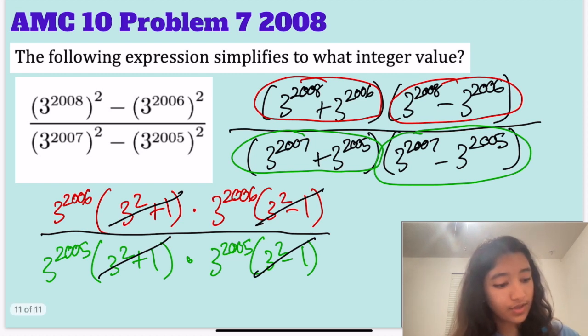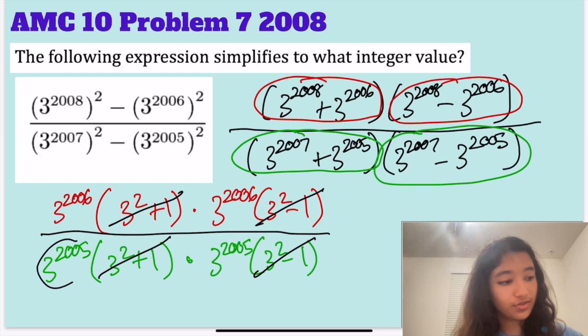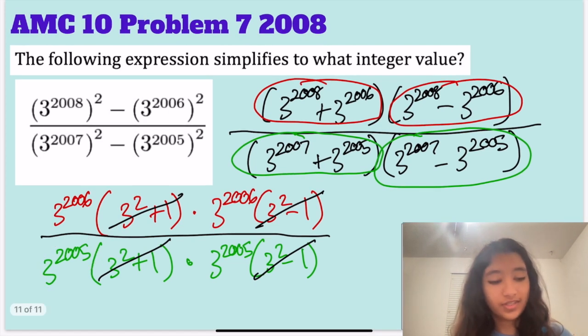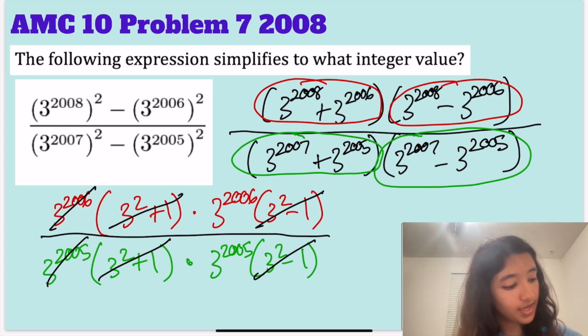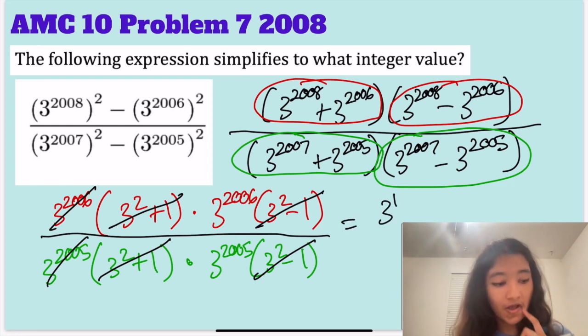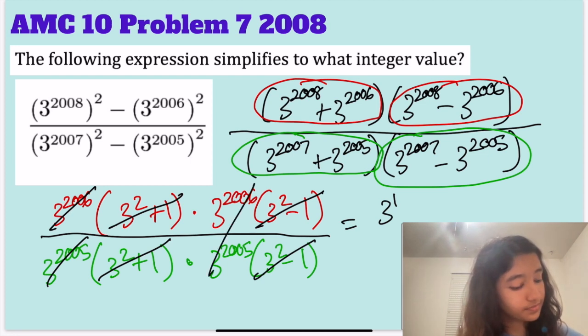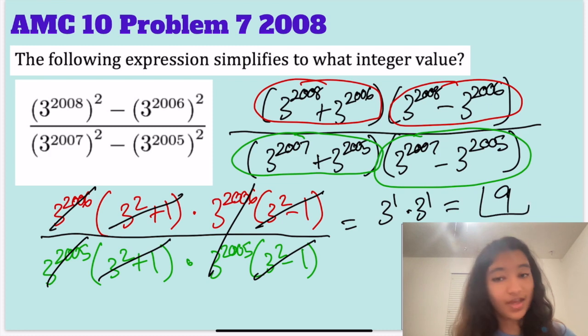So if we have 3 to the 2006 in the numerator and 3 to the 2005 in the denominator, we know that we can solve that by subtracting the exponent. So 2006 minus 2005 is 1. So that means that this part here simplifies to 3 to the first. And then we don't want to forget about that same thing here. So 3 to the 2006 divided by 3 to the 2005, that's also equal to 3 to the first. And 3 times 3 is 9. So that's our final answer.